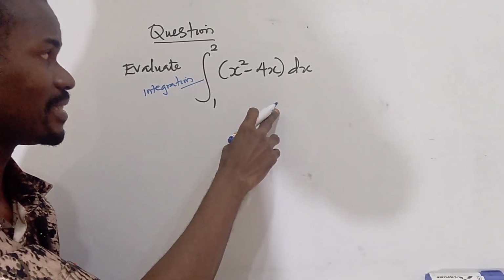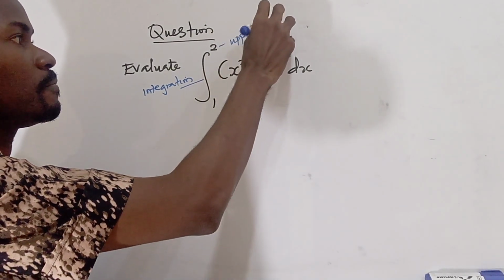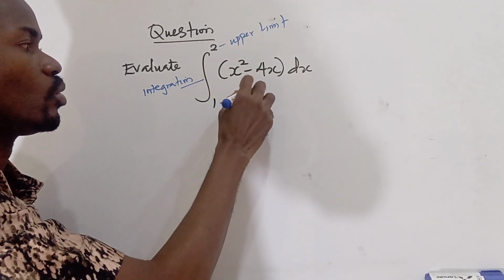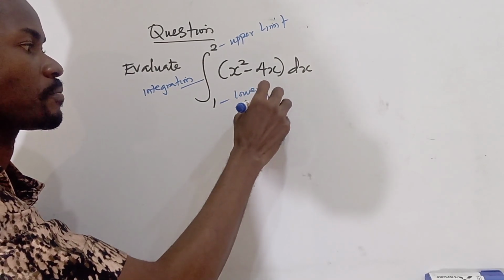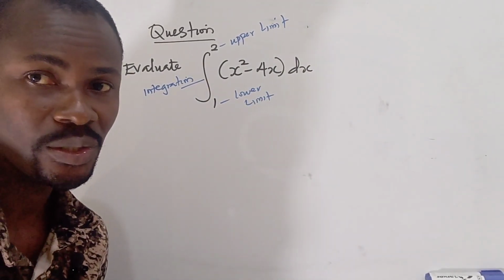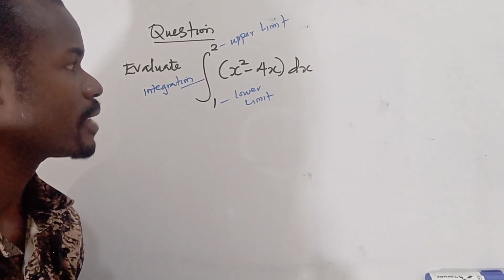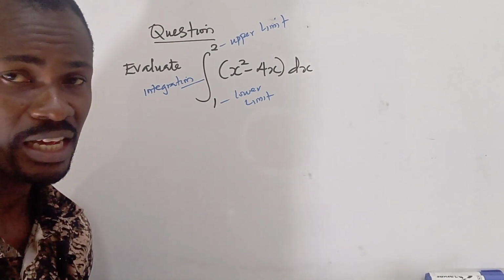But in this integration, we have what we call the upper what? Limit. And we have what we call the lower what? Limit. So when you solve this, after integrating, you want to make use of your upper limit and your lower limit. All right, so let's integrate the expression.